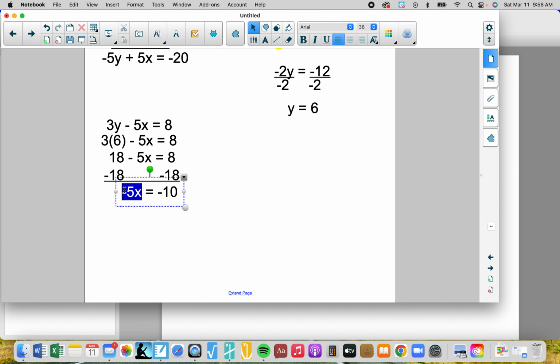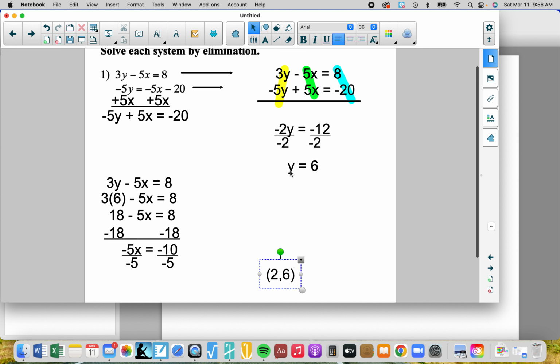We're going to divide both sides by negative 5. Not 5x. I see students do that also. We're trying to isolate the variable so we don't include it. x equals 2. So my solution should be 2, 6. Let's take a second and check it. We used this one, so we're not going to test it with this. Negative 5 times 6 is negative 30. Negative 5 times 2 is negative 10, and negative 20 is negative 30.